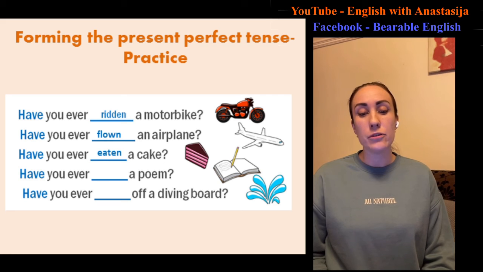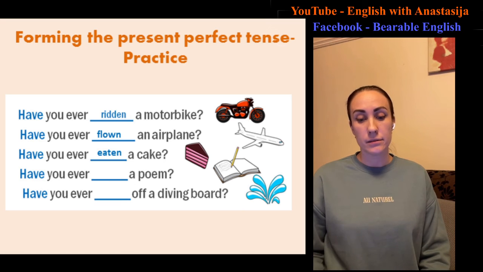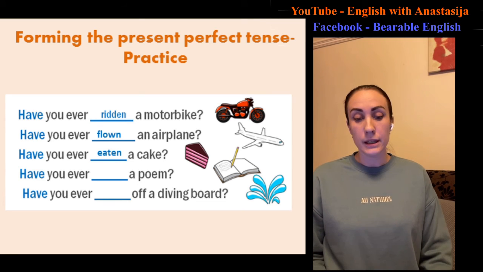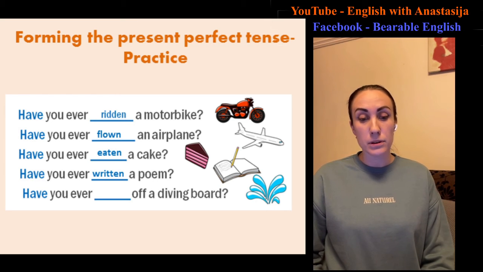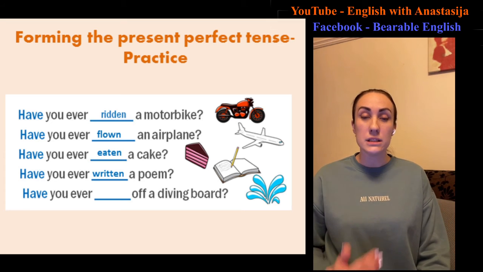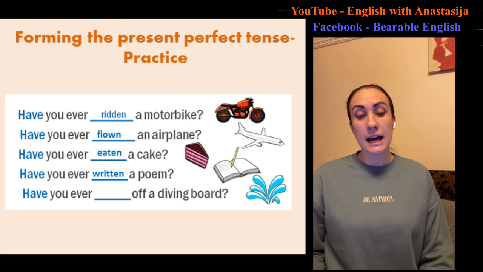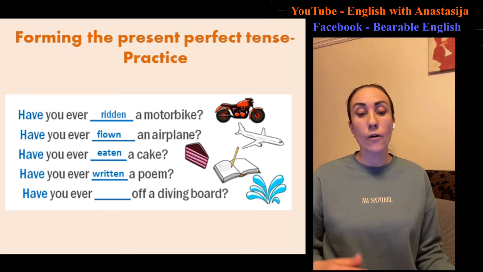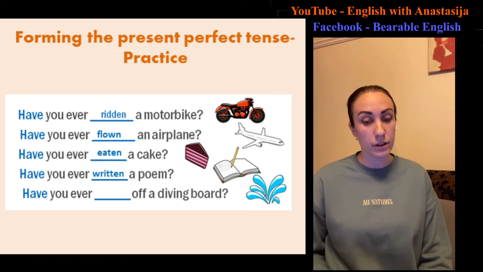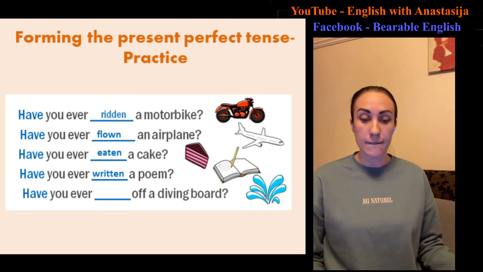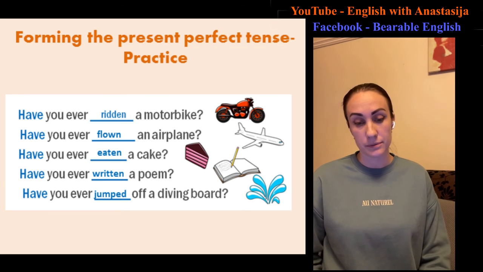Number 4. Have you ever a poem? What do you do? You write a poem, or you can recite a poem. In this case, I've used the verb write. So the past participle that would go in the gap would be have you ever written a poem? Written. And last but not the least, have you ever off a diving board? The verb I'm using here is the regular verb. So have you ever... Absolutely. Have you ever jumped off a diving board?